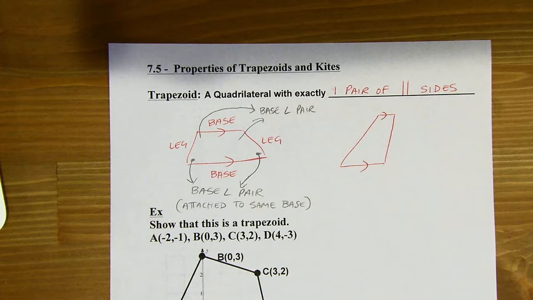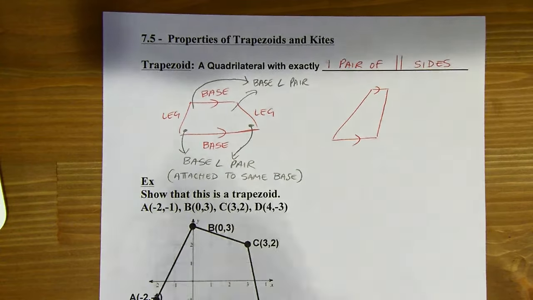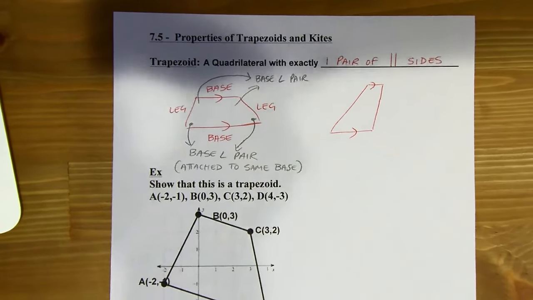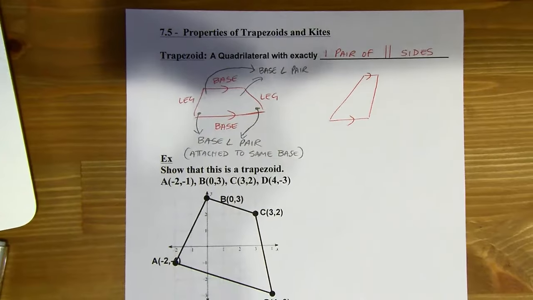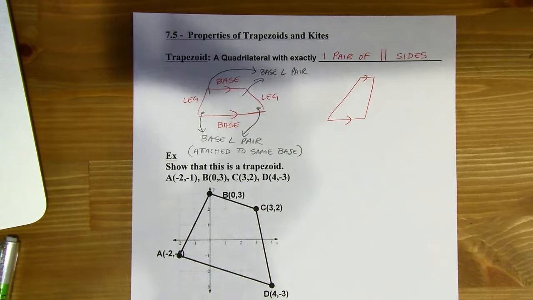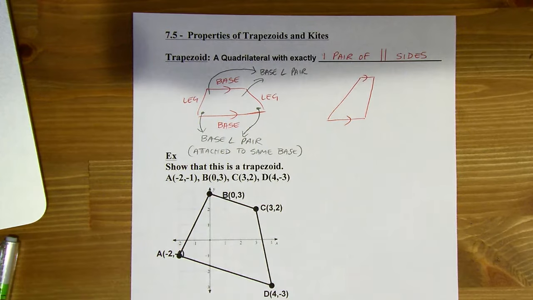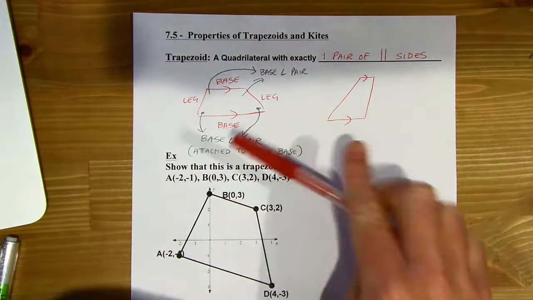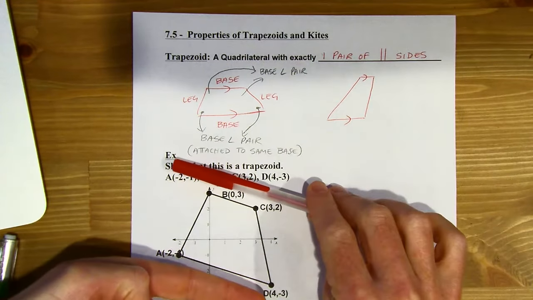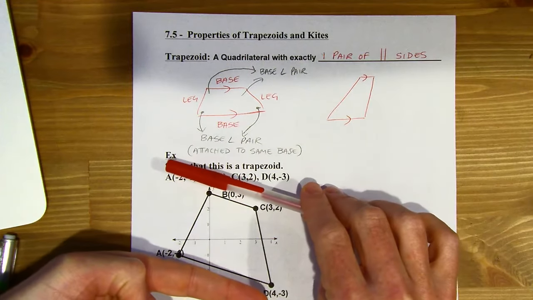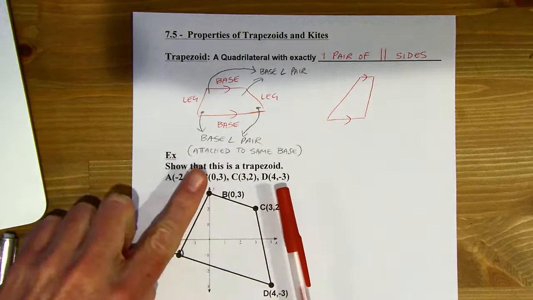All right, so let's move to a coordinate grid. We're asked to show that ABCD is a trapezoid. So I want to show that it has exactly one pair of parallel sides. It seems like this is the good candidate, right? The top and the bottom look like they might be parallel. These definitely do not look parallel.